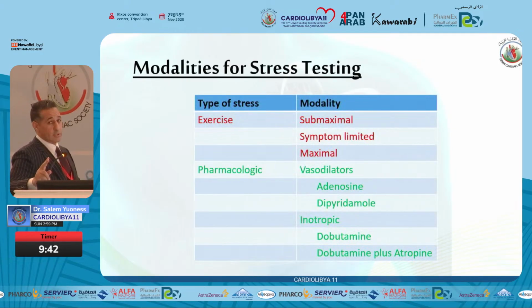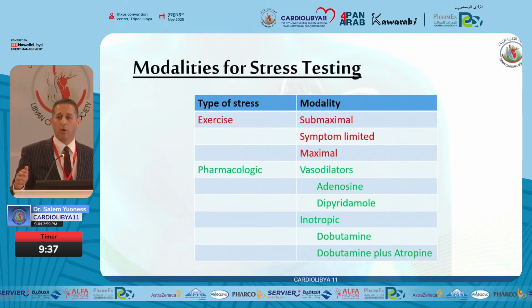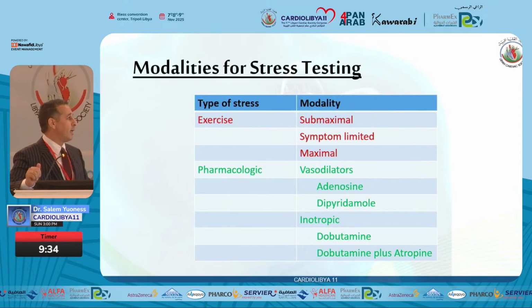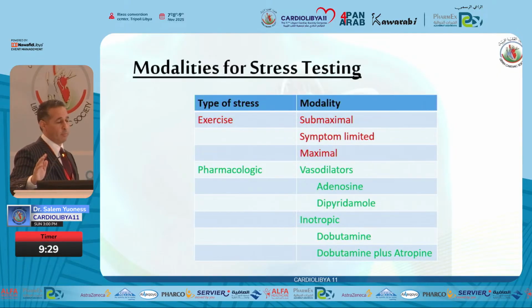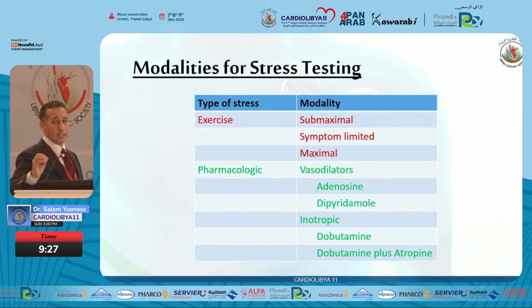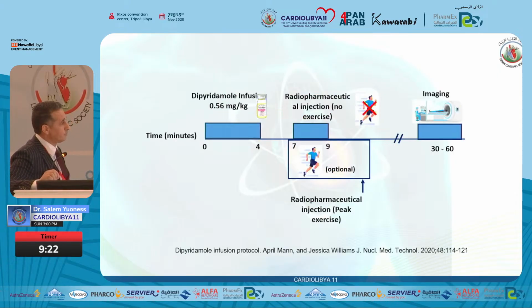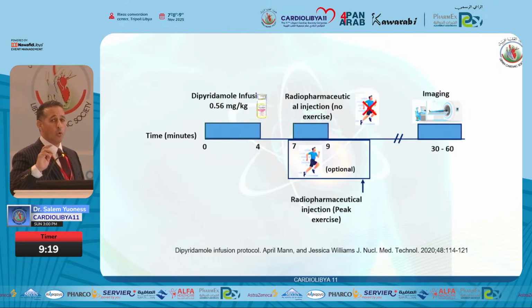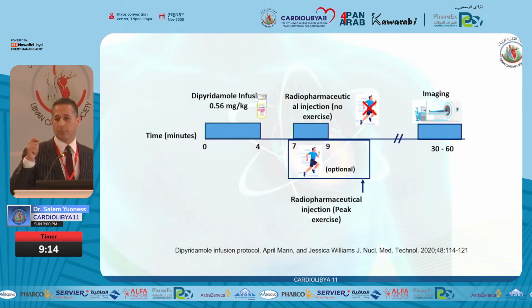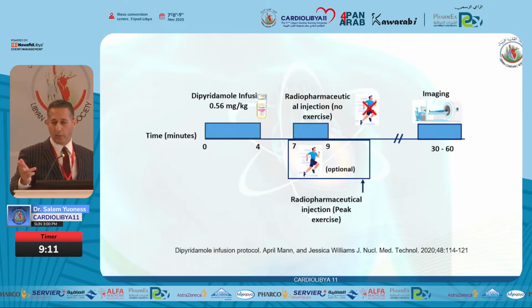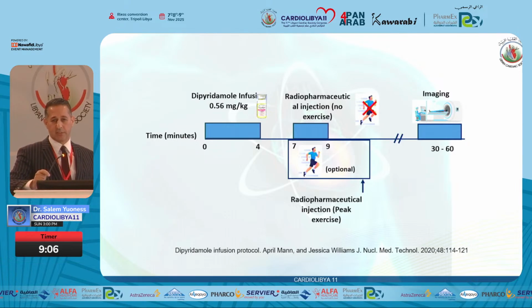There are 2 types of stress testing. We do exercise, which is submaximal and maximal, but for people who have an amputation, or people who cannot exercise, we do pharmacological stress, and there are 2 types. You have the vasodilator, and you have the inotropic medications. If people have an allergy, like asthmatic people, to dipyridamole or adenosine, we may do a dobutamine scan. Usually the protocol is we inject the patient for the first 4 minutes. After that, we wait for another 3 minutes. We inject the MIBI, which is the radiotracer. Then we wait for 2 minutes, and we inject the antidote, which is aminophylline. And then we send the patient for imaging after 60 minutes.